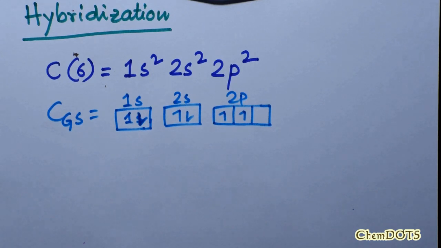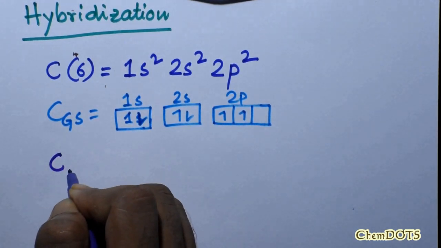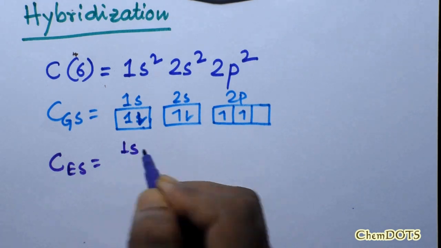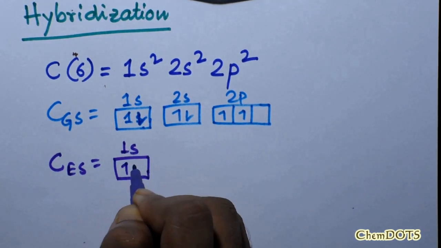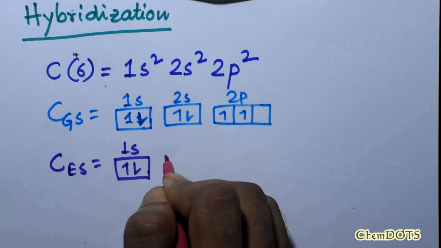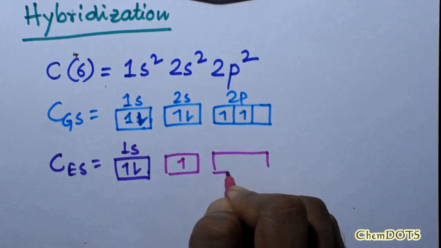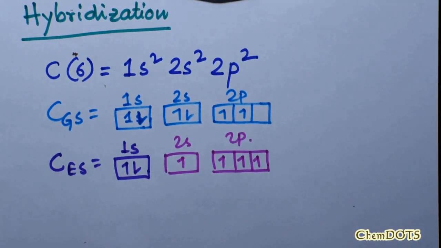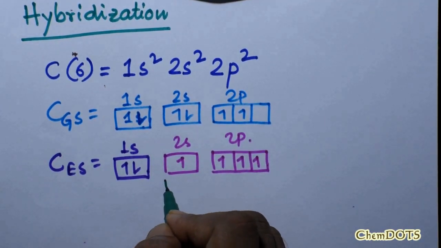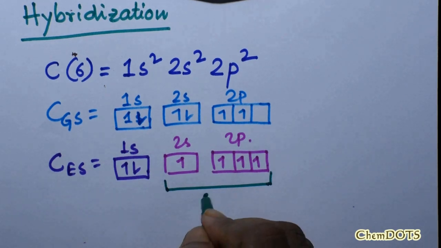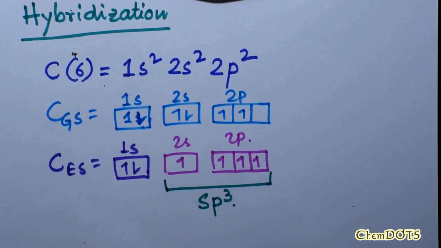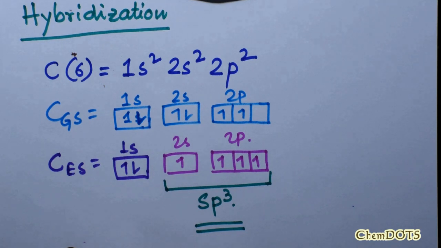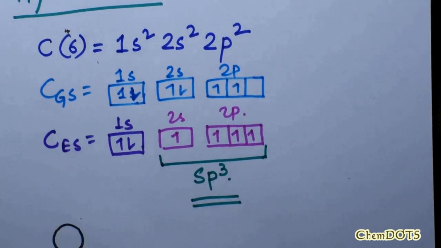In the excited state of carbon, 1 electron of the 2s orbital is shifted to the 2p orbital. So in the excited state, 2s has 1 electron and 2p has 3 electrons. Thus the 2s and three 2p orbitals may merge to form 4 sp3 hybridized orbitals containing 1 electron each. So they form 4 sp3 hybridized orbitals with equal energy.